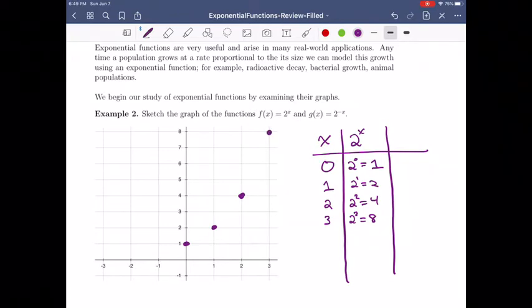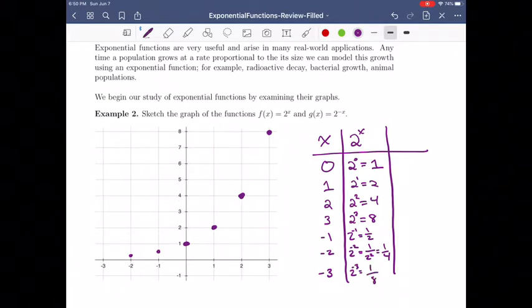What if I use negative numbers, like negative 1? 2 to the negative 1 is actually 1/2, right? It's 1 over 2 to the positive 1. If I do negative 2, it's 2 to the negative 2, which is 1 over 2 squared, or 1 over 4. So I'm even closer to y equals 0. Negative 3 is similar. 2 to the minus 3 is 1 over 8. So I'm even closer to 0.